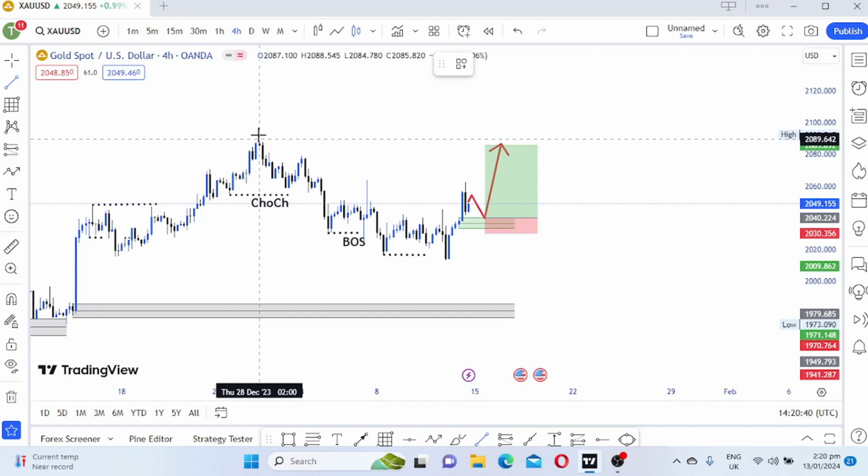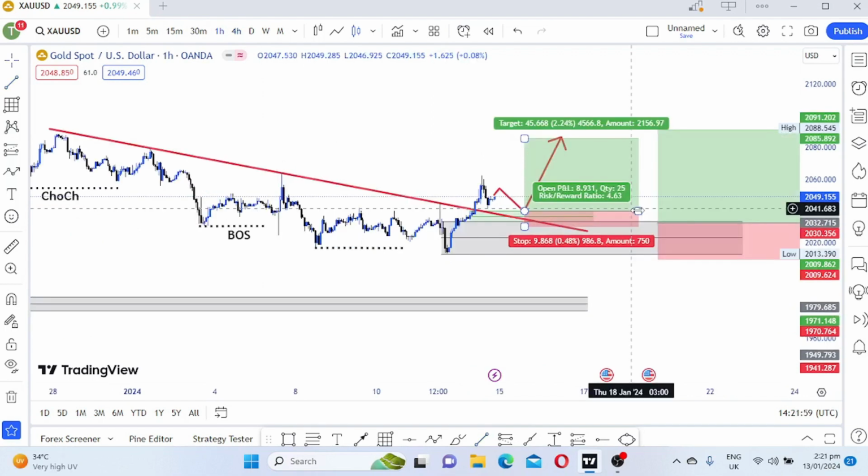Now let me quickly go to the H1 so that I can show you clearly what is happening there. As you can see, guys, I will be entering our buy here at this first demand zone. If price doesn't respect this first demand zone, then we enter our buy at the second demand zone. So this is our second demand zone.